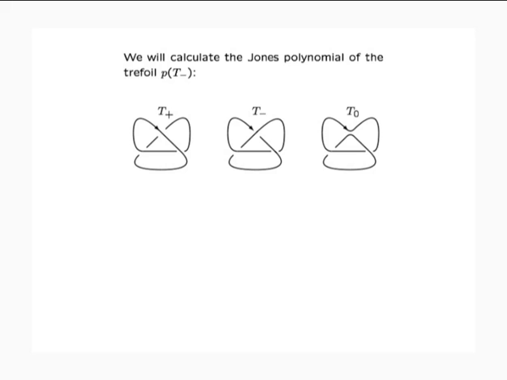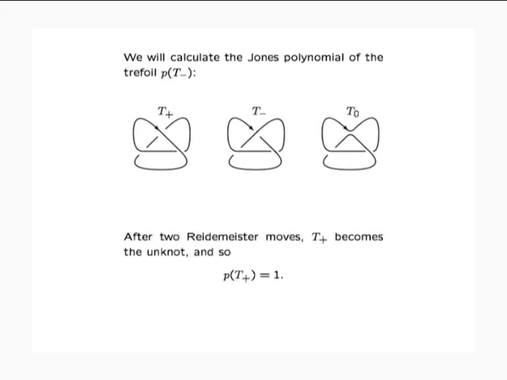And in fact, the one on the left, I think you can see just by doing a couple of Reidemeister moves, is not a knot at all. Okay? It's the unknot. So I know what the Jones polynomial of that one is. It's the number 1. So if I could work out what the Jones polynomial of T0 was, then I could put those two into my equation and work out, by doing some algebra, what the Jones polynomial of the trefoil was. So the Jones polynomial of T plus is 1.